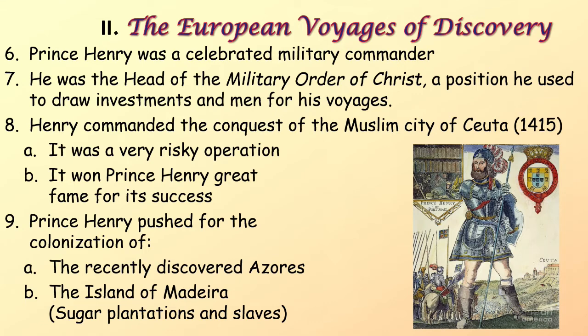And Henry commanded the conquest of the Muslim city of Ceuta in 1415, and Ceuta was in northwest Africa on the coast. It was a very risky operation, but it won Prince Henry great fame for its success. And Prince Henry pushed for the colonization of the recently discovered Azores, way out in the Atlantic Ocean, and also the island of Madeira, which had sugar plantations on it.